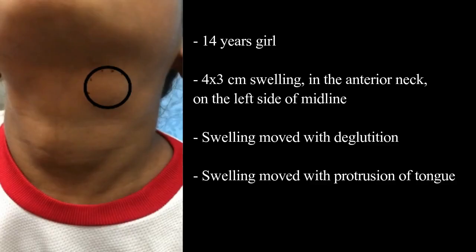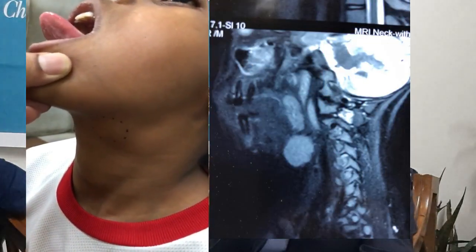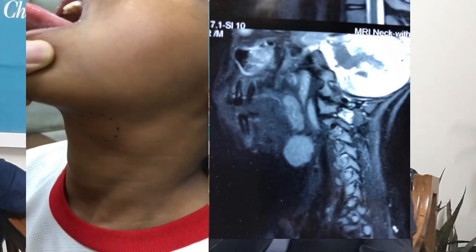You can take some cases now. Yes. We'll now take the second case, which was provided in the group. A 14-year-old child came with a swelling of around 4 by 3 centimeters, present left to the midline in the upper neck region, moving with deglutition and also moving with protrusion of the tongue. CT scans were also provided. How would we approach this case, and what diagnosis would we make?